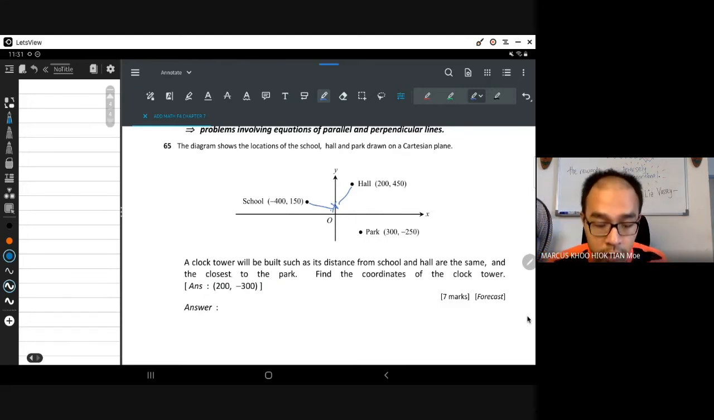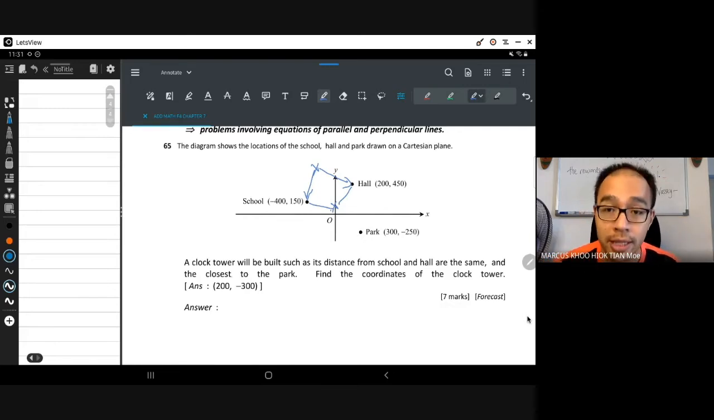So it can also be there. It can also be here. The distance over here and the distance over here is the same, so it's not necessarily the midpoint. But it also says that it is the closest to the park.